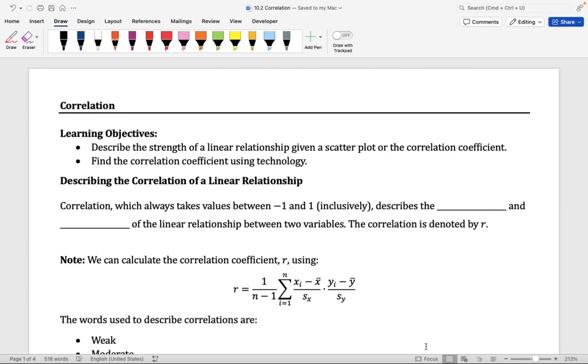In this lesson, we're going to continue talking about linear regression models. The focus of this lesson is going to be to talk about the strength of a linear model. That is what we call correlation. So let's go ahead and talk about our learning objectives.